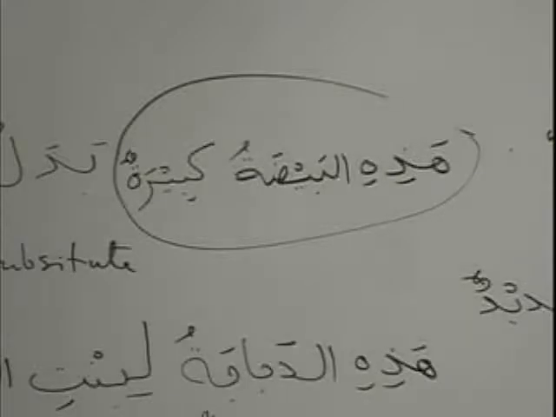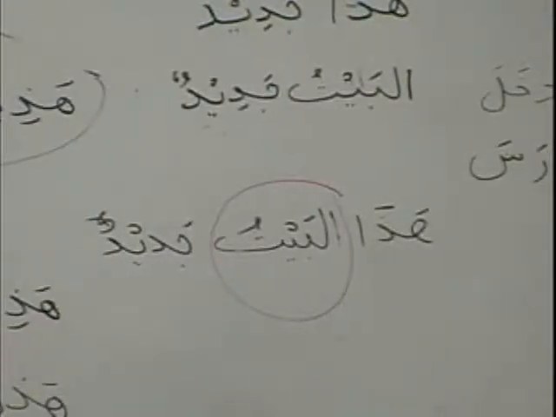How many ismu ishara have we done so far, brothers and sisters? Four. هذا, هذه, ذلك and تلك. Later on we'll do more. Any time there's an ism ishara and then a definite noun coming after it, that noun will be, most of the time, badal. Most of the time badal. Okay? We will be studying examples from the Quran and from the book. Now, since I have written this sentence, we might as well look at it.